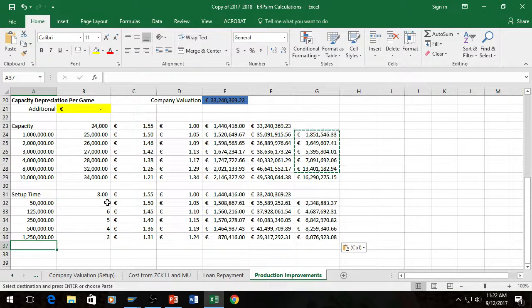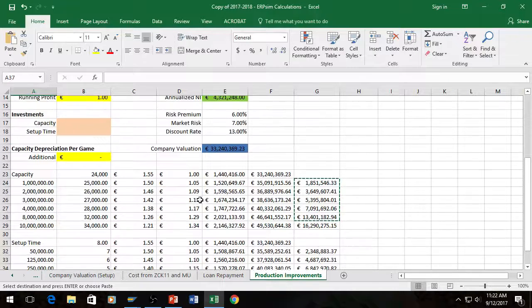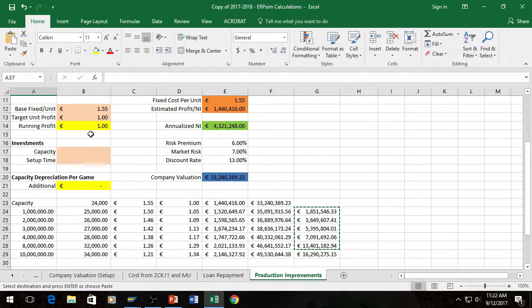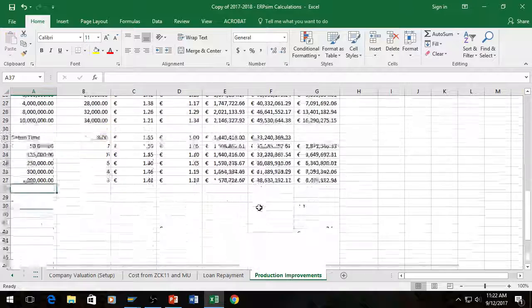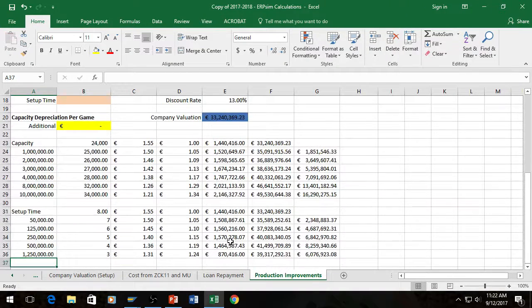It's cumulative. You can see here that the fixed cost per unit is dropping, which does mean that our running profit is going up. You can see that our net income is going up throughout. Except for here. And then you can see that the company valuation goes up, except for here.